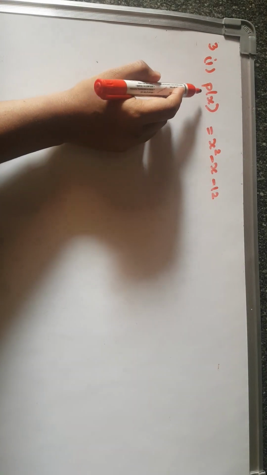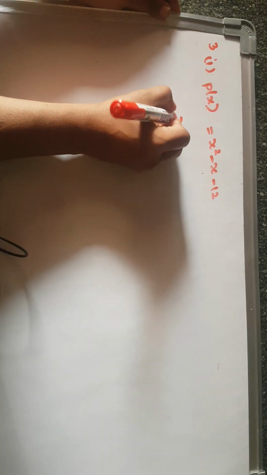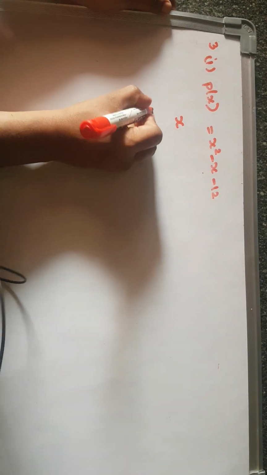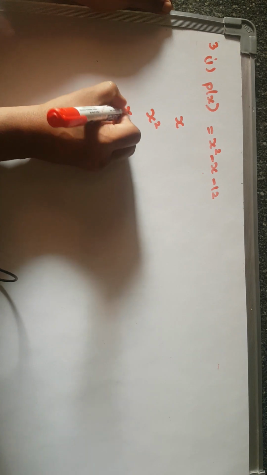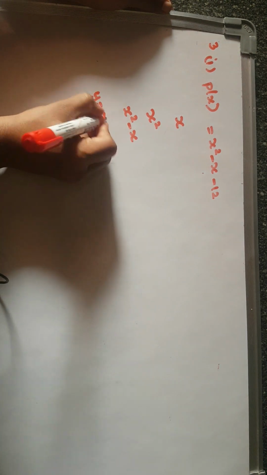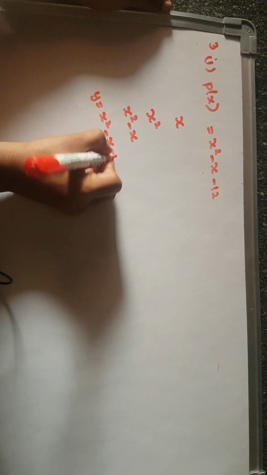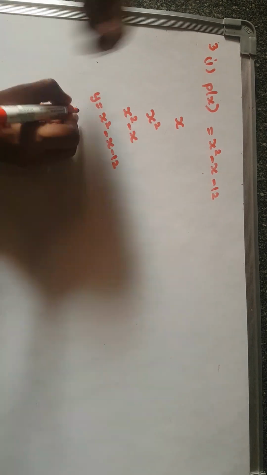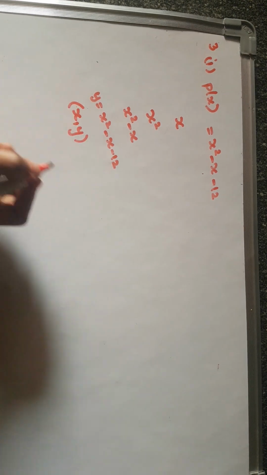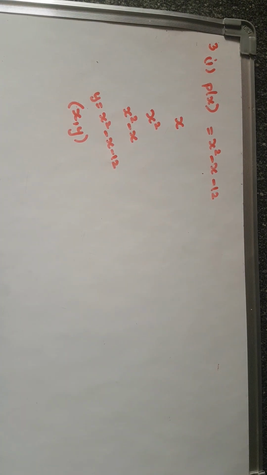The other question is p of x equals x square minus x minus 12. Now you have to solve it with the table. You can draw the table; I am just representing it without drawing the table. The value of x, the value of x square, the value of x square minus x, then the value of y equals x square minus x minus 12, and representing all these values in the form of x comma y.